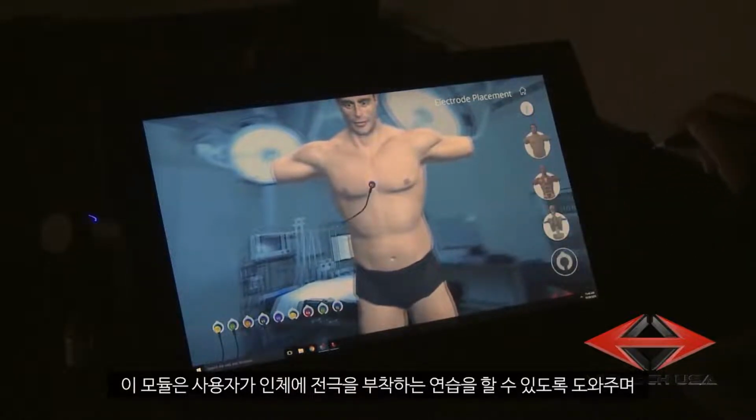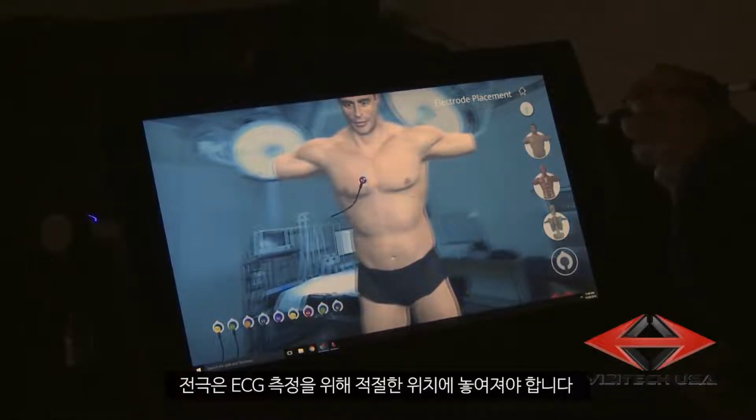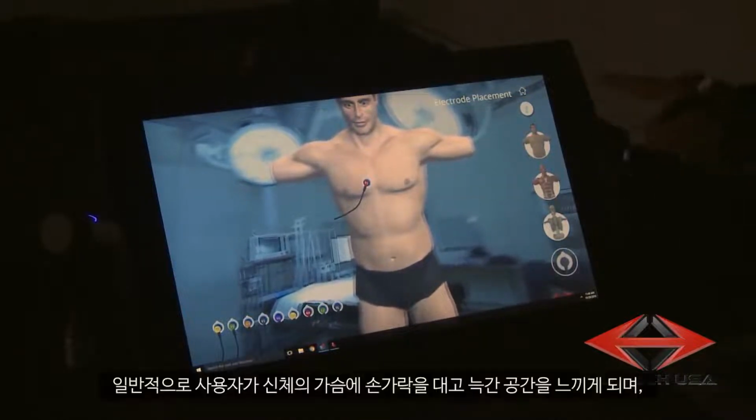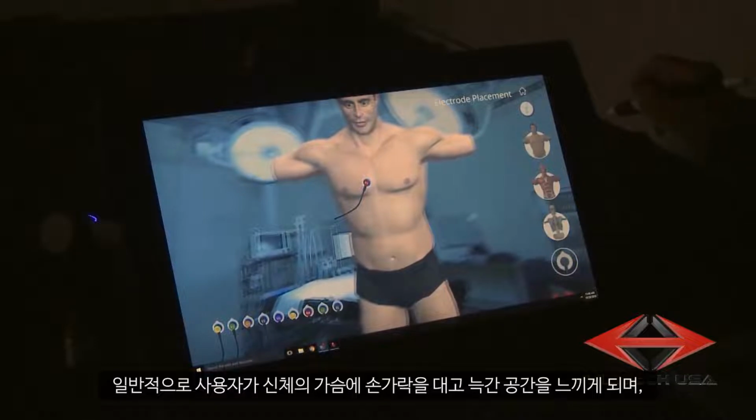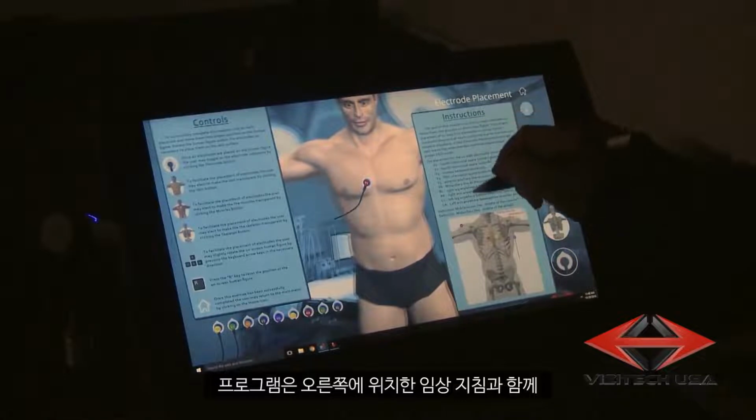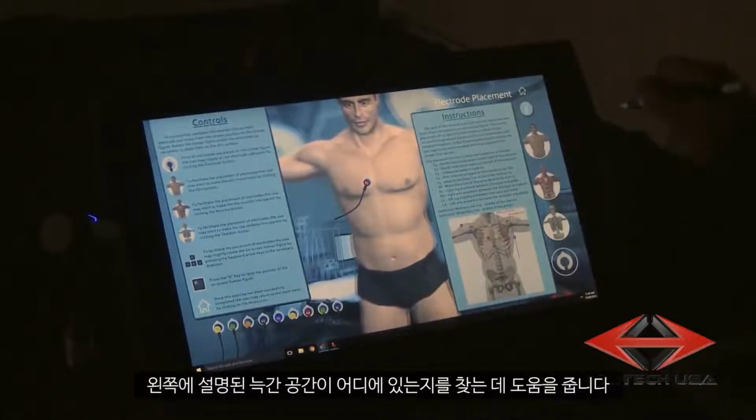And so whenever we place an electrode, we can see that where that placement exists can be very exact. Whenever we place that electrode, we want to place it in a proper position to be able to measure an ECG. What would normally happen is a user would put their finger on the chest of the individual and feel for the intercostal spaces. And what we have inside of the program is controls to help us discover where those intercostal spaces are that are described on the left, as well as the clinical instructions of where to put those on the right.